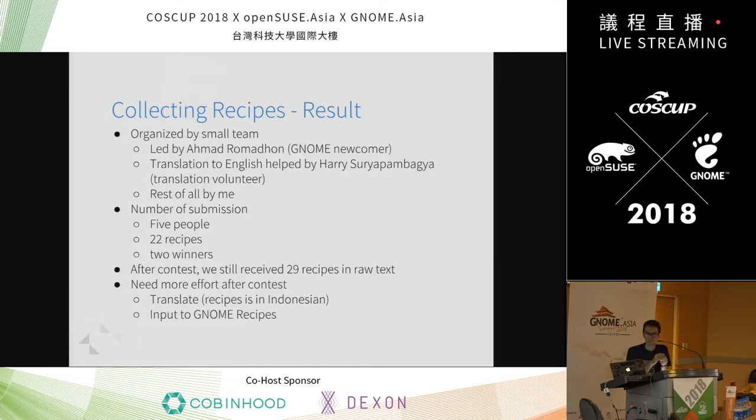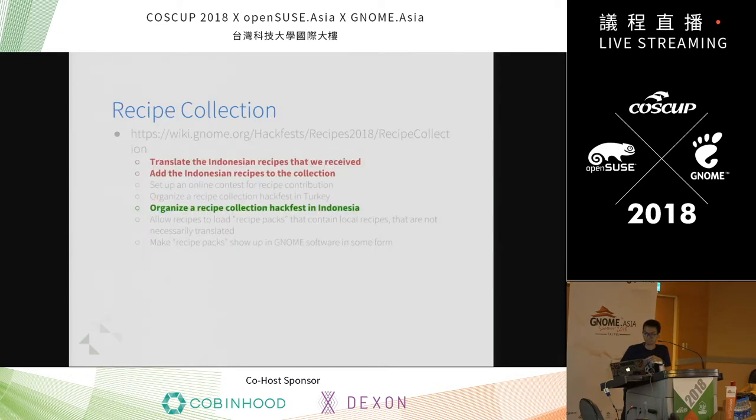So we need to rearrange the text to submit to the repository. And we also have homework after that. The recipes are in Indonesian, so we must translate them into English, and then input them and submit them to the maintainers. So what we have done in Indonesia is organize a recipe collection request. We have done that, but we still have the task of translating the Indonesian recipes that we received, and also adding them to the collection.